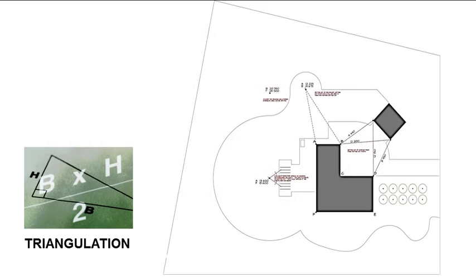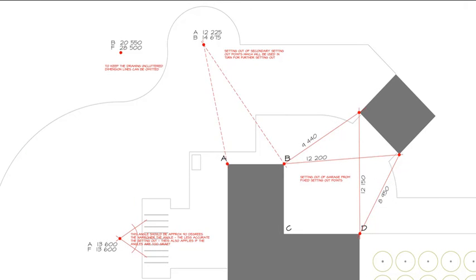Just as triangulation is used for the initial site survey, so it can be used to help set out the new design. Primarily, triangulation is used to set out the centers of circles or to possibly plot accurately the position of new buildings in relation to the house.